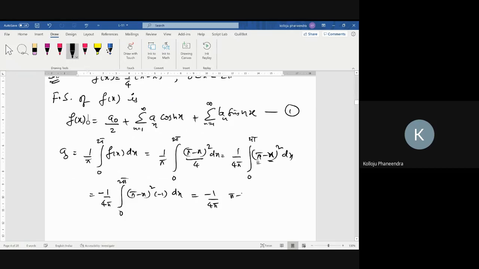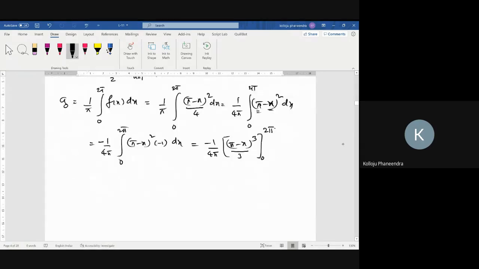This is (pi minus x) whole cube by 3, between the limits 0 to 2 pi. Always be careful when you substitute the limits. You will make mistakes only in substitution. Other integration you can evaluate easily, but substitution of limits is most important.